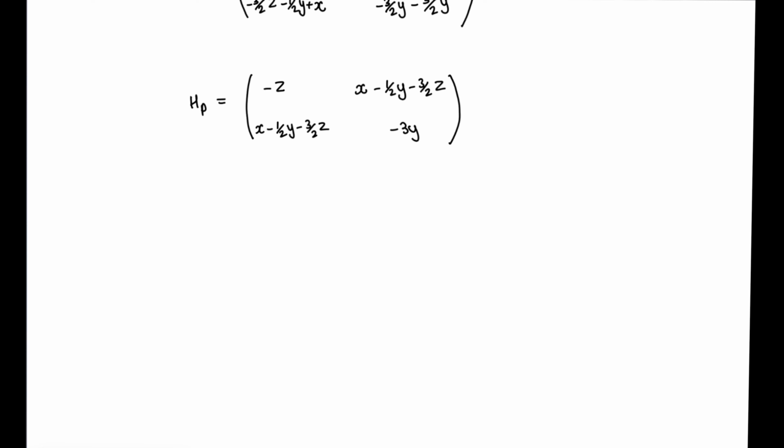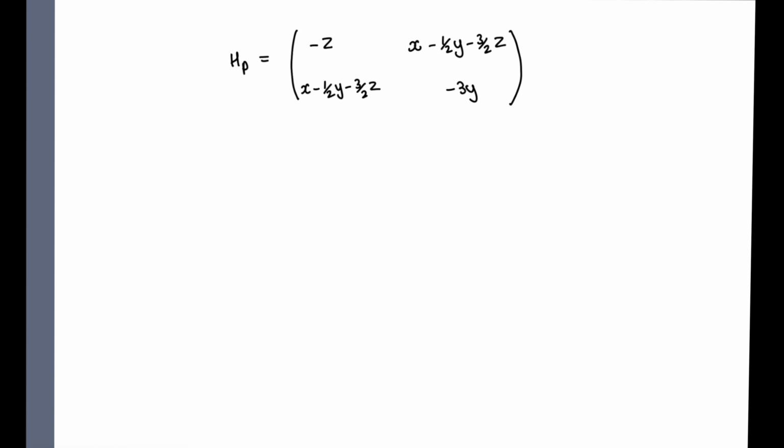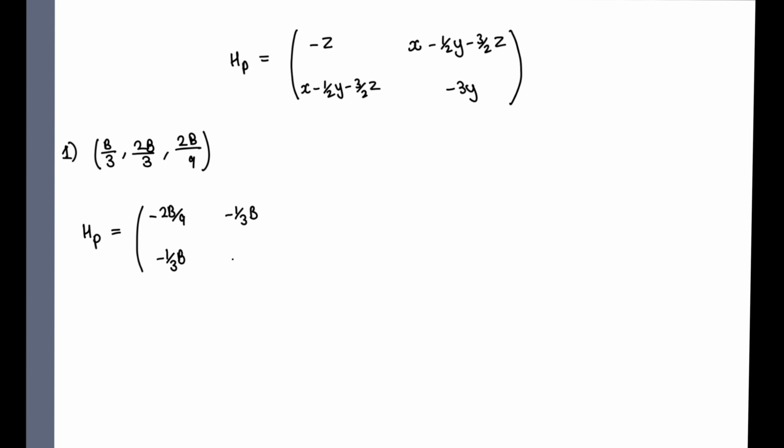Now, if we sub in our solutions, our first solution was b over 3, 2b over 3, and 2b over 9. Subbing that in to our projected Hessian, we have minus 2b over 9, minus 1/3 b, minus 1/3 b, minus 2b.